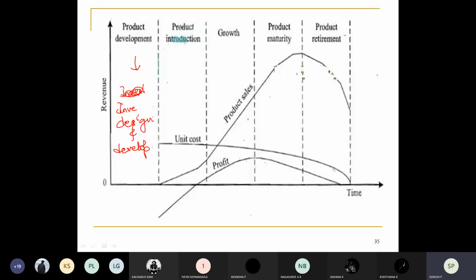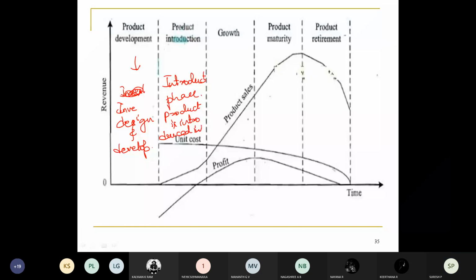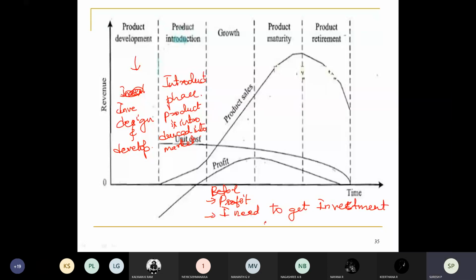In the introduction phase, what will happen? I am going to introduce that particular product into the market. Once the product is introduced in the market, I am not going to get the profit. Before making a profit, what do I need to get first? I need to get back the investment I made for the development of that product, or the research I did to build that product.